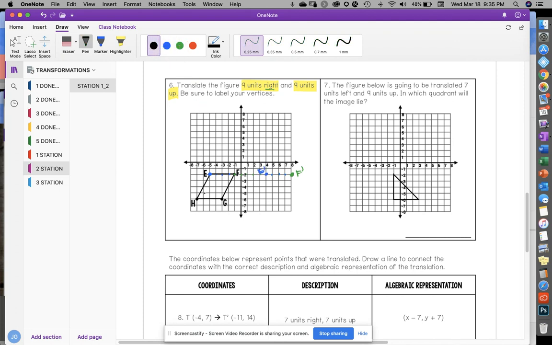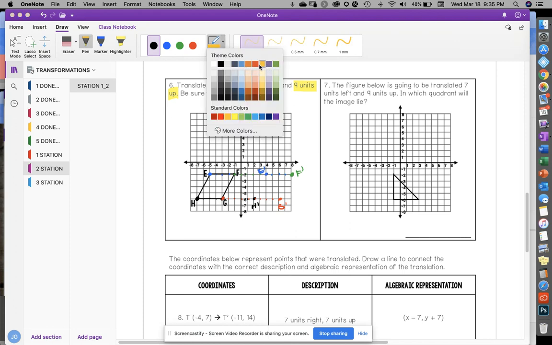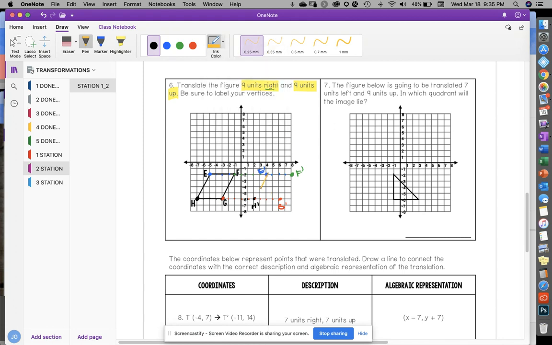And then I have my H, which is down here. Now H is going to move 9 places again. So I'm just going to say 1, 2, 3, 4, 5, 6, 7, 8, 9. This is my H prime. And then my last one is G. 1, 2, 3, 4, 5, 6, 7, 8, 9. There's my G prime. Okay, I'm going to connect all of these. Yeah, yellow's good. All right, we'll connect all of these.